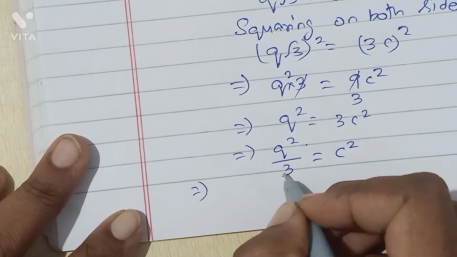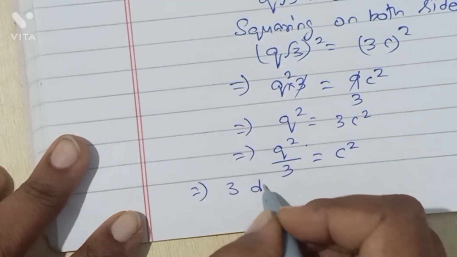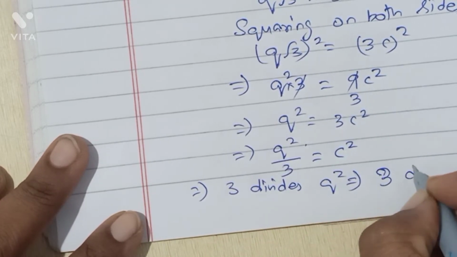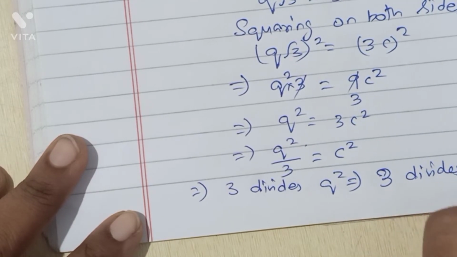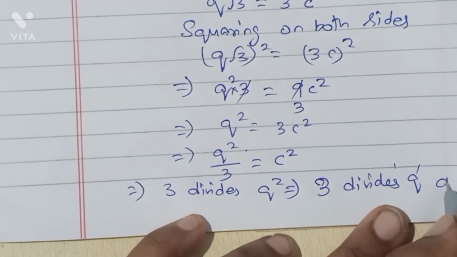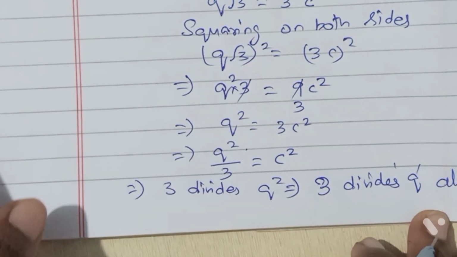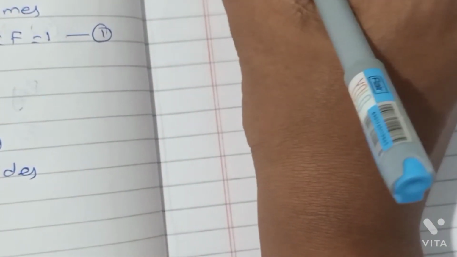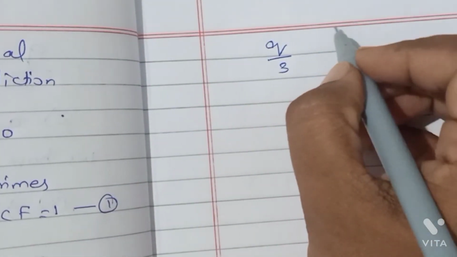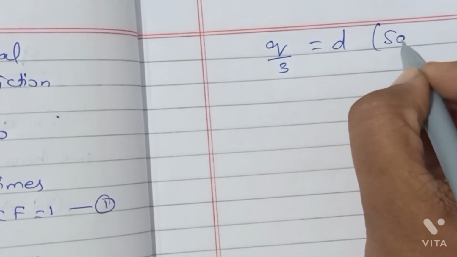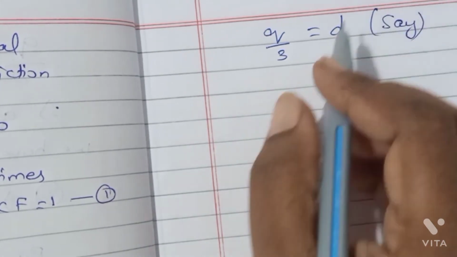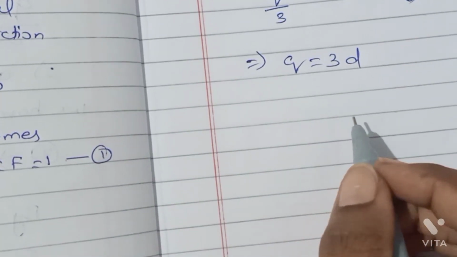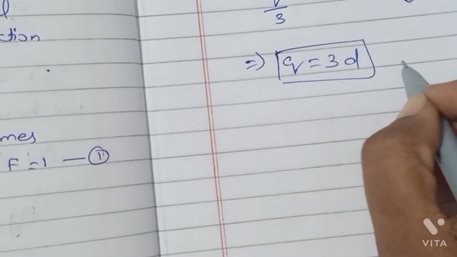Now what can I say? I can say that 3 divides q square. It means 3 divides q also. So we can say that q divided by 3, that is q by 3, is equal to d. So this implies q is equal to 3d. Now let us mark this as the fourth equation.